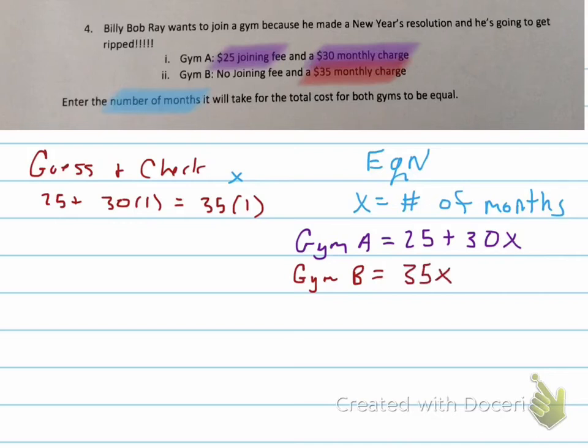It's the same as guess and check. It'll be 35x equals Gym B equal, we're trying to find when Gym A equals Gym B. So 25 plus 30x. And now solve. Okay?